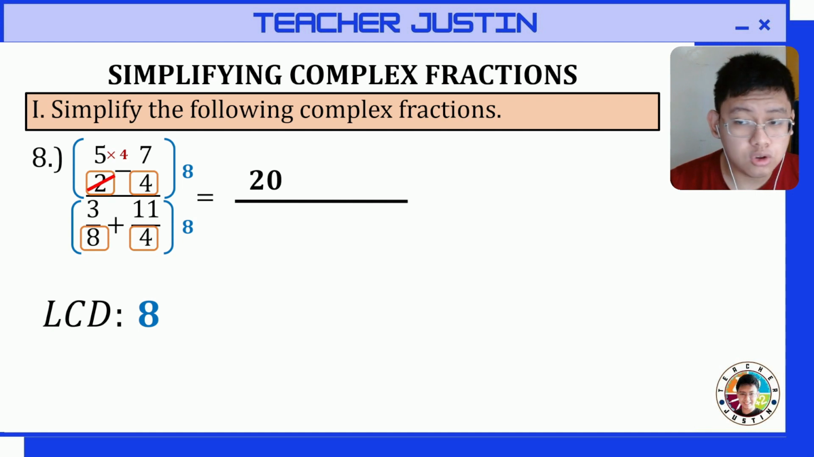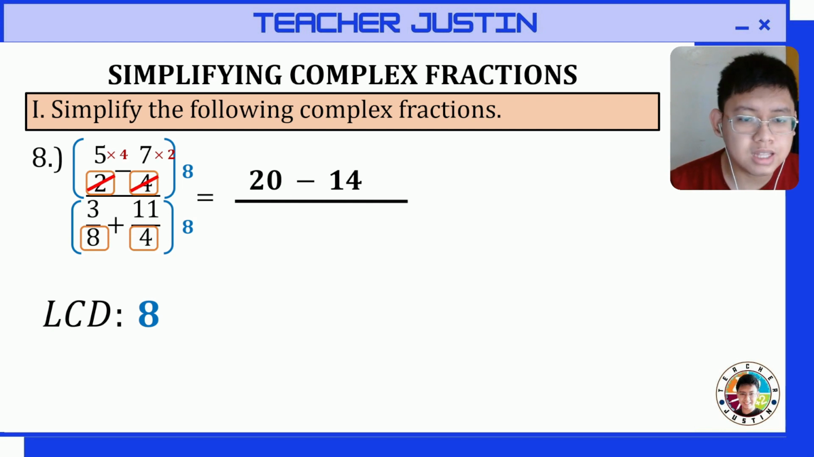Now, kopyahin natin yung operation minus. Now, 7 over 4 times 8, we can cancel 4. And 8 will become 2. So, multiply natin yung 2 sa 7. So, 7 times 2 will be 14. That will be our numerator.